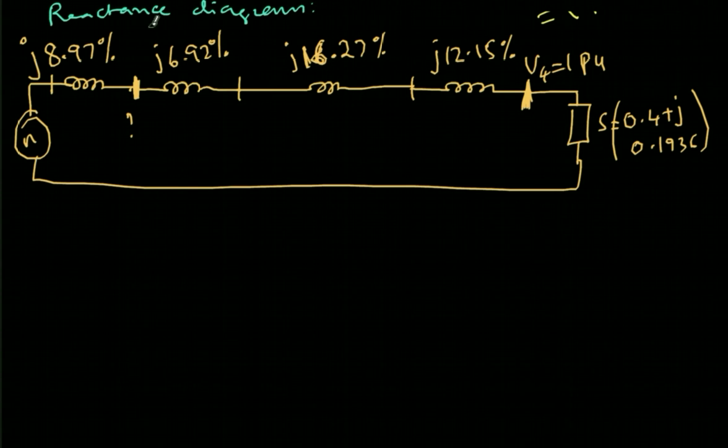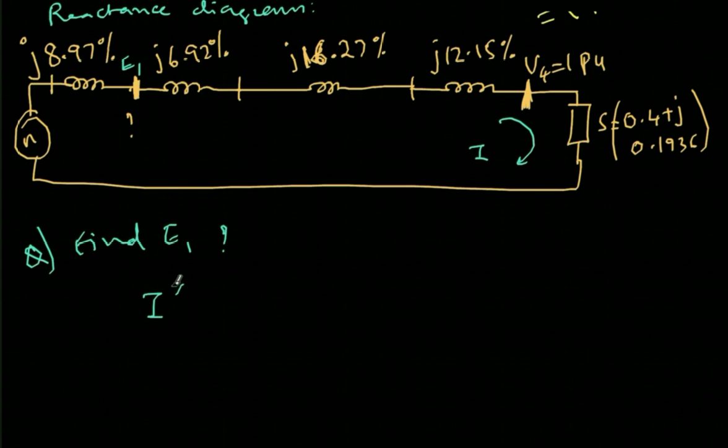And then let's represent this voltage as E1. So the question is, find E1. What voltage should the generator terminal be maintaining so that 1 per unit or 24 kV is maintained at the receiving end? So how do we find E1? We begin by finding the current.